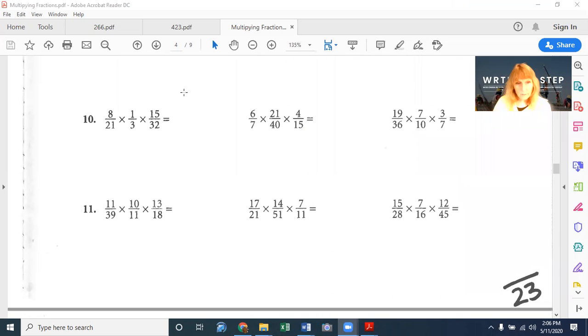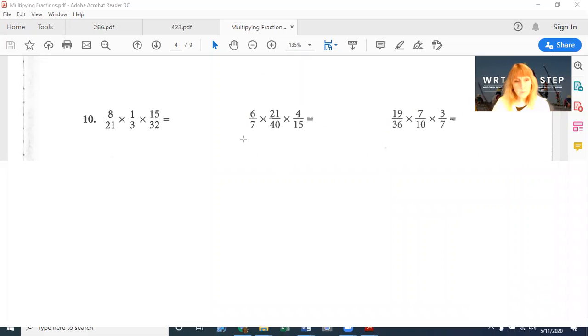So here we have three fractions being multiplied together. Let's look at number 10, the very first one. So we've got an 8/21, a 1/3, and a 15/32. Now I could multiply across the top 8 times 1 times 15, and then across the bottom 21 times 3 times 32, but I'm doing a lot of number crunching, and if I can cancel, I'm going to do that because it will help me to not have to do so much number crunching.